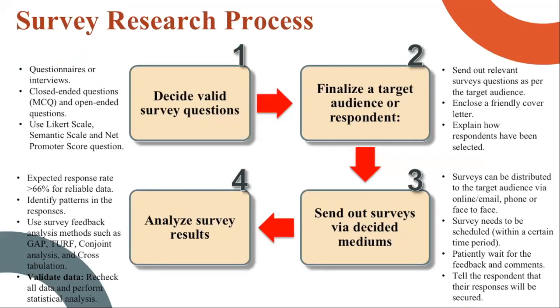The first one is to decide valid survey questions. So this can be either in questionnaires or interviews, which will be divided into closed-ended questions, for example, MCQ, and also open-ended questions, such as subjective questions. So we can use either Likert scale, semantic scale, and also net promoter score questions to create the survey questions. And the second step would be to finalize a target audience or respondent, because we need to send out relevant survey questions as per target audience.